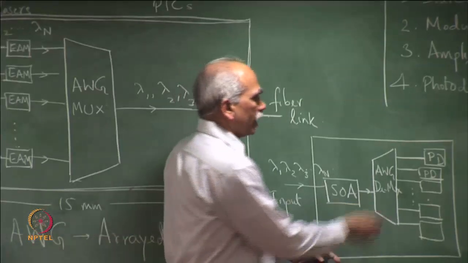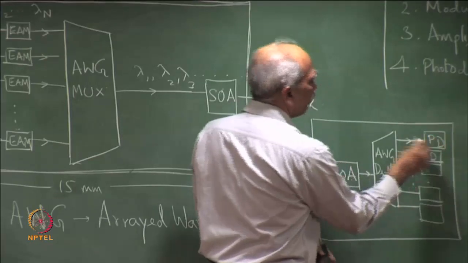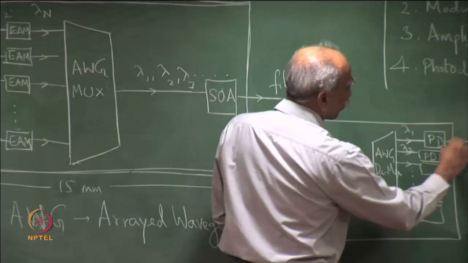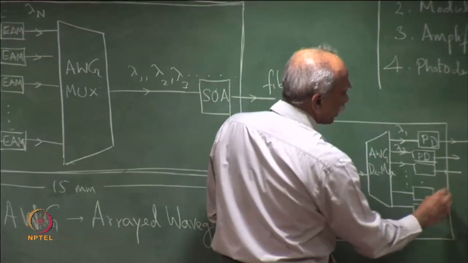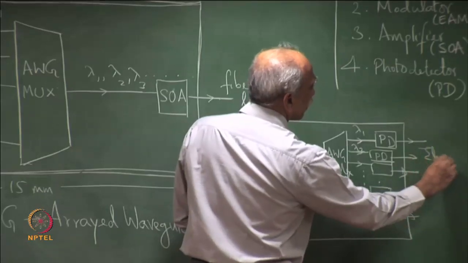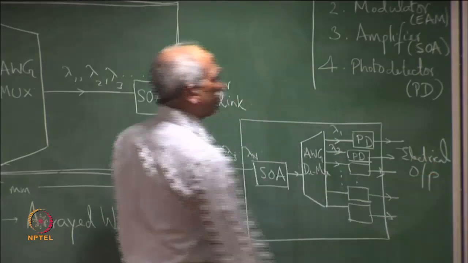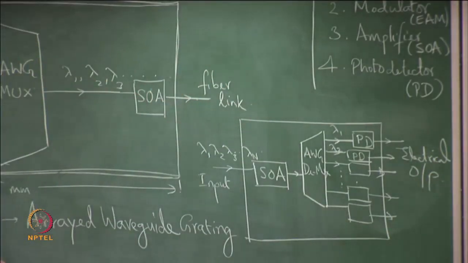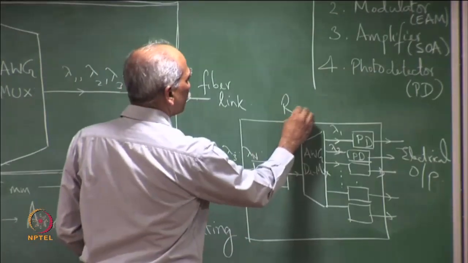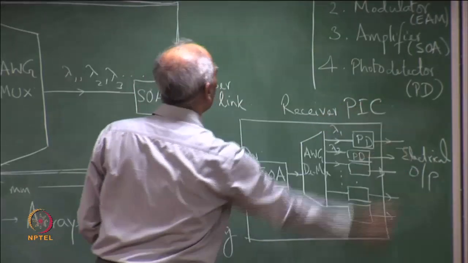which is followed by a demux, AWG demux, and the different wavelengths are then sent to high speed photodetectors. These are high speed photodetectors, lambda 1, lambda 2. The output of the photodetector of course will be electrical here. This goes to further electronic circuitry. So, electrical output for further processing. So, this is a receiver PIC or PIC receiver.